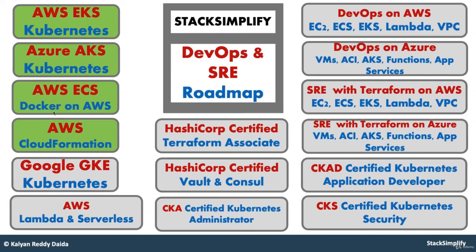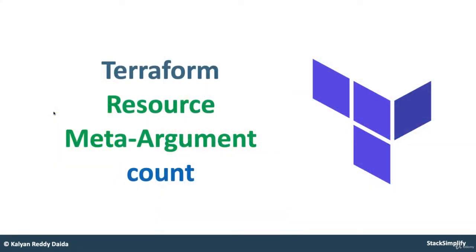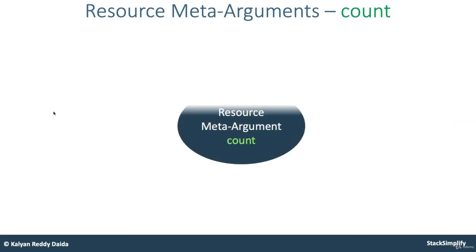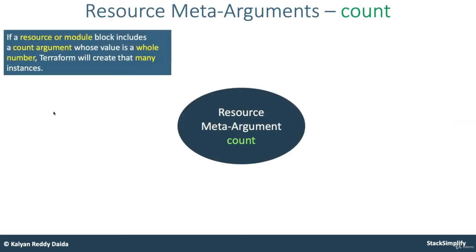Welcome back. In this lecture, we are going to understand the Terraform resource meta argument count. If a resource or a module block includes a count argument whose value is a whole number, Terraform will create that many instances. For example, if an EC2 instance has a count argument with a number such as 2, 3 or 4, that single resource, whatever EC2 instance resource we have written in the Terraform configuration, will create as many instances as the value we provided inside the count argument.